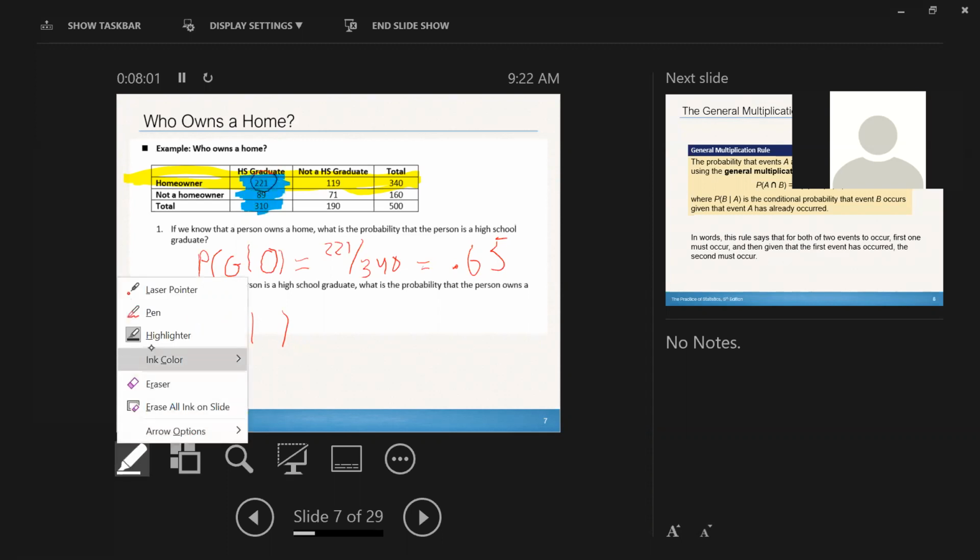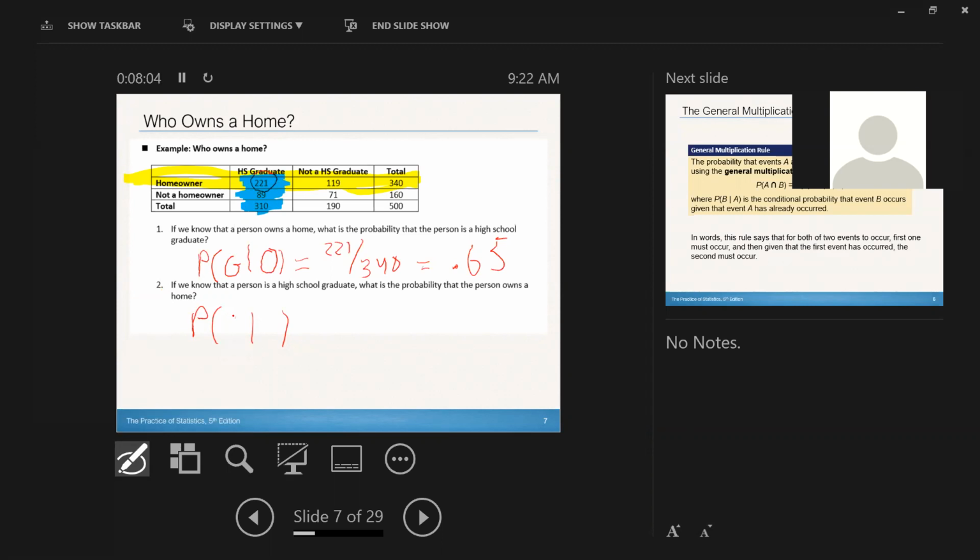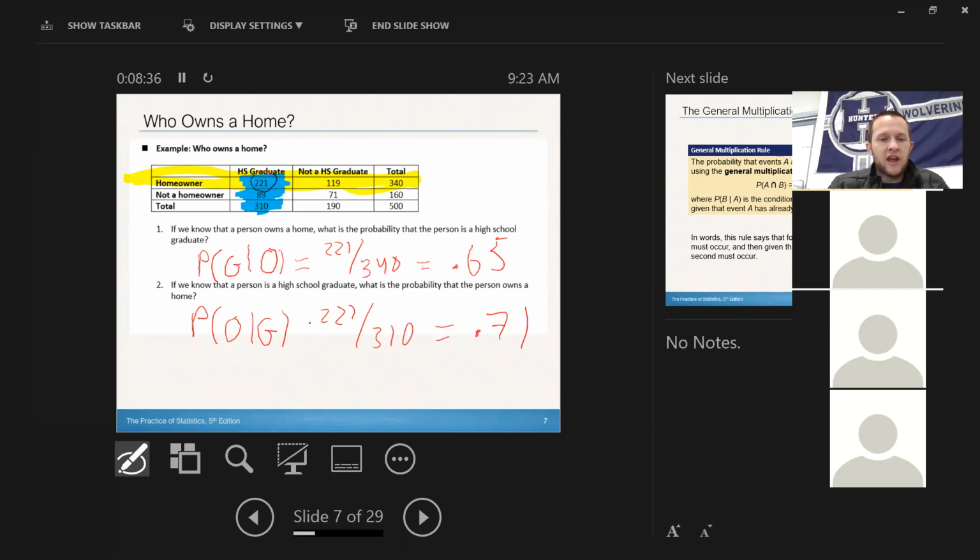Awesome. So this one's the opposite: the probability that they're a homeowner given they graduated. Notice Joseph was saying we need to highlight the graduated because that's the given. So we're going to take the 221 out of 310, and I put that in my calculator, and I get 71% or 0.71. So we're going to get different probabilities depending on what the condition is, depending on what the given is. All right, so that's how we're looking at that. Do you have any questions on that?